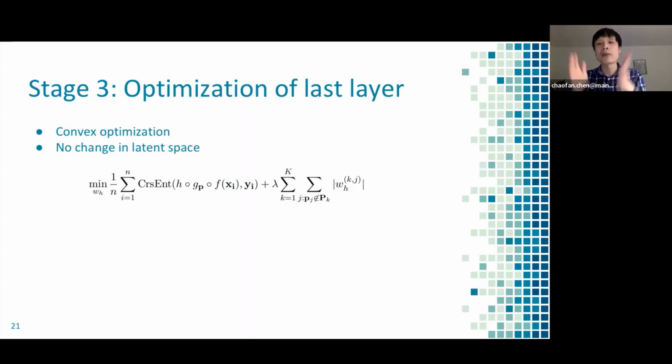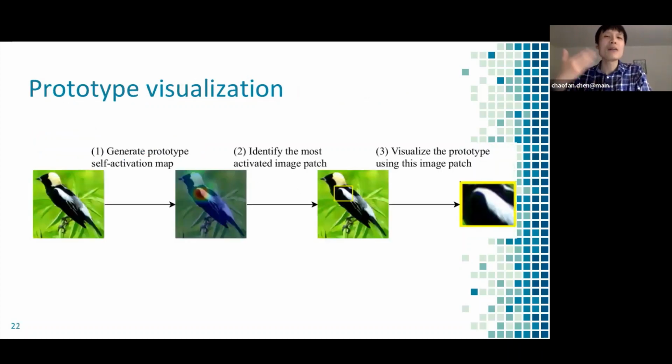We just want the prototype of class K to contribute to class K score. We don't want other prototypes to contribute to the class K score. So we want to make those negative connections 0. Okay. So basically, after going through the 3 stages of training, our ProtoPNet will be well trained.